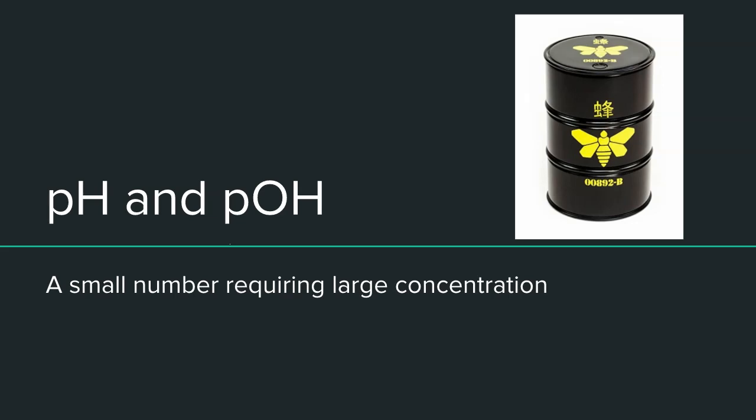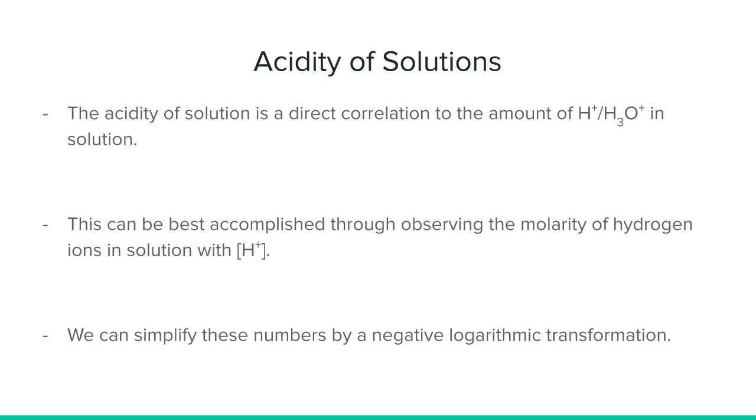Hi class, welcome back to the next acid-base lecture for chapter 14 in the OpenStax book. And in this lesson we're going to cover what is summarized in section 14.2 regarding pH and pOH, and we're going to relate that to Kw, which we discussed in the previous lecture. So let's go ahead and get started with this.